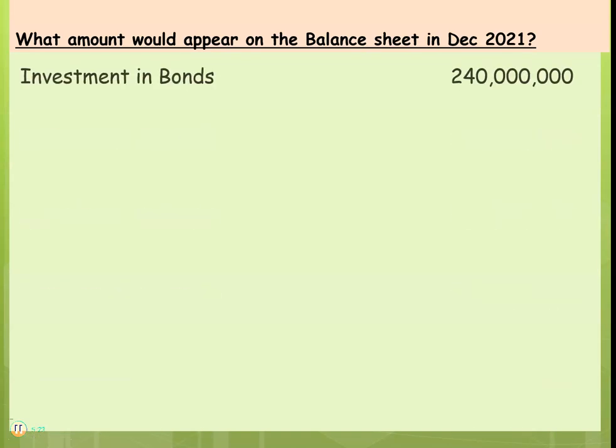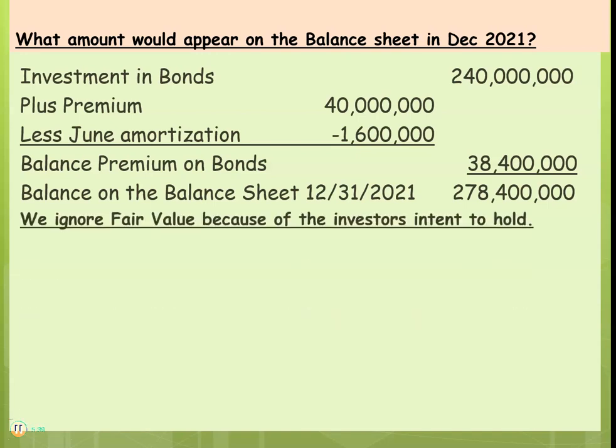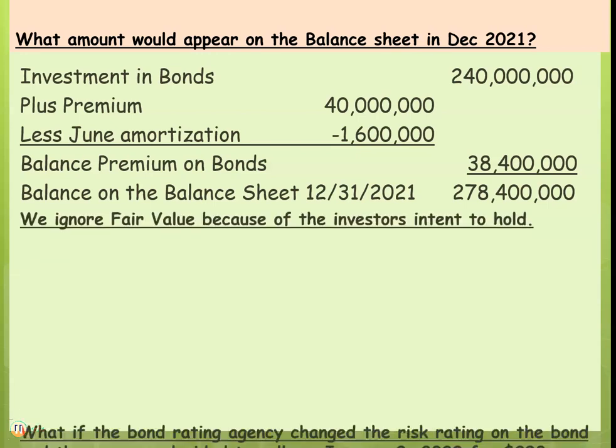Now, what amount would appear on the balance sheet? It would be $278,400,000. And we have already written down 6 months of the amortization, so that reduced our premium. And again, we ignore fair market value.